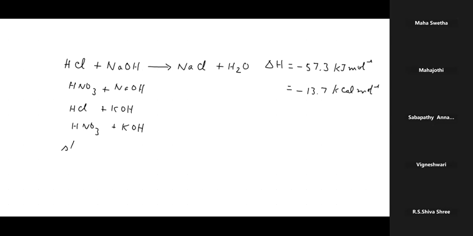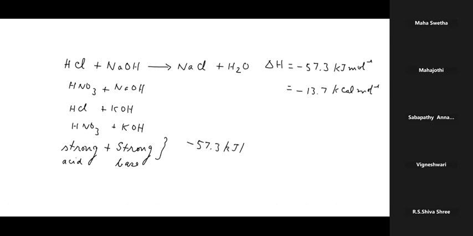What is a strong electrolyte? It is getting ionized easily. And the base should also be a strong electrolyte, which is getting ionized easily. When you neutralize a strong acid and a strong base, whatever it may be, then the enthalpy of neutralization is always a constant. It is minus 57.3 kilojoule per mole.